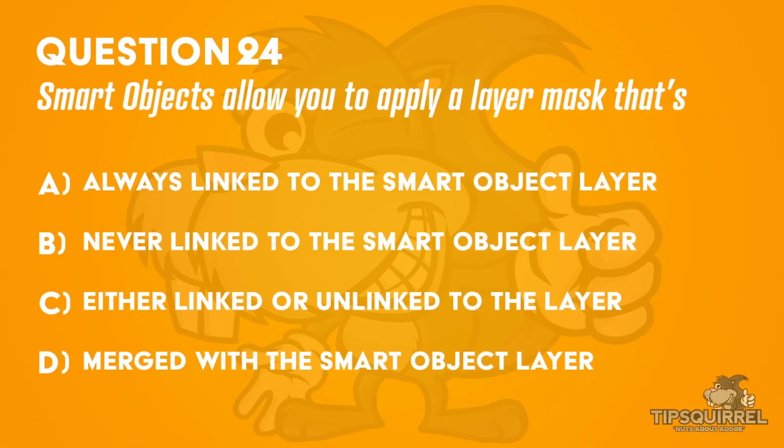And question 24. Smart objects allow you to apply a layer mask that's A, always linked to the smart object layer, B, never linked to the smart object layer, C, either linked or unlinked to the layer, or D, merged with the smart object layers.